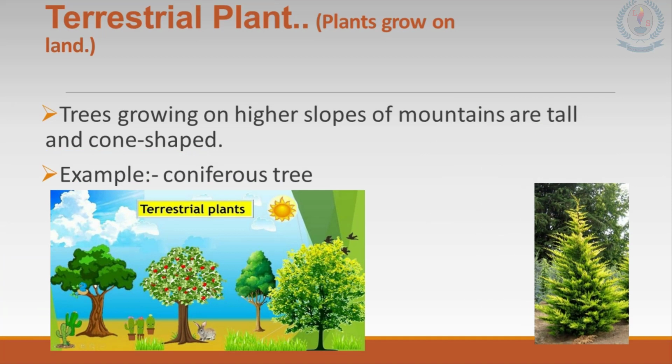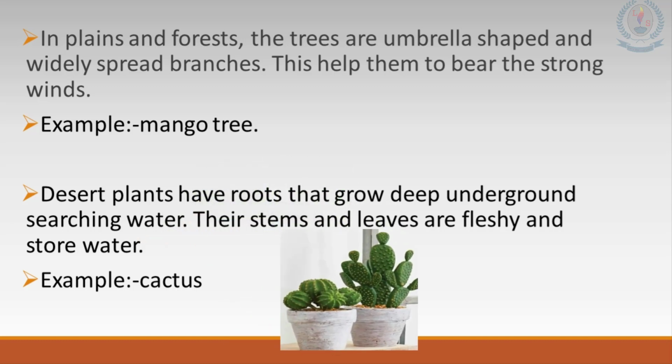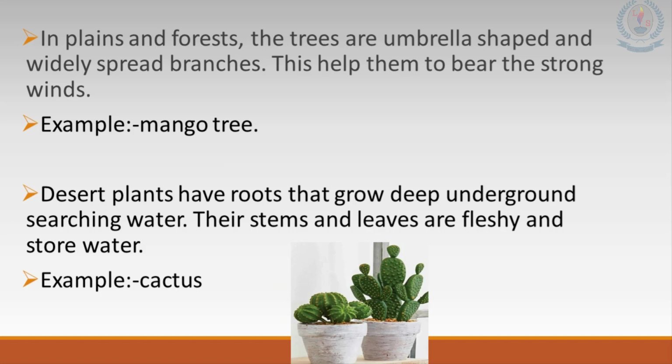They have downward sloping branches that allow snow to slide off them. In plains and forests, the trees are umbrella-shaped with widely spread branches. This helps them to bear the strong winds. Example, mango tree. Desert plants have roots that grow deep underground, searching for water. Their stems and leaves are fleshy and store food. Example is cactus.